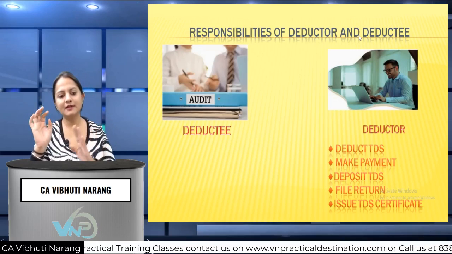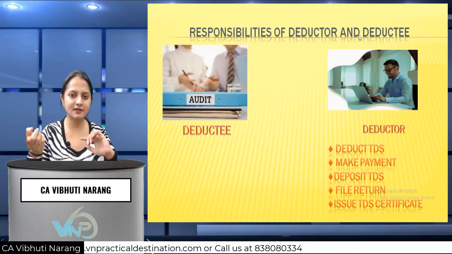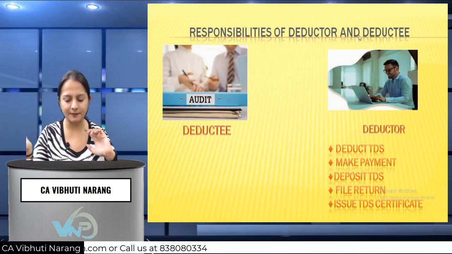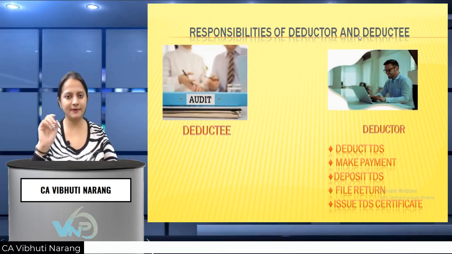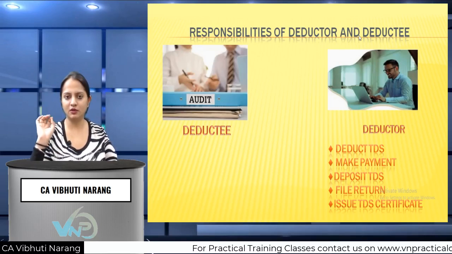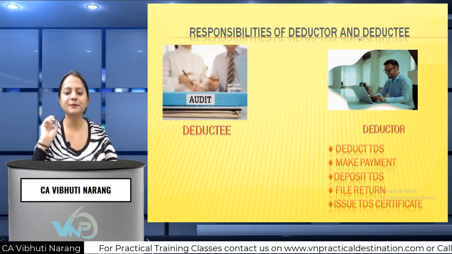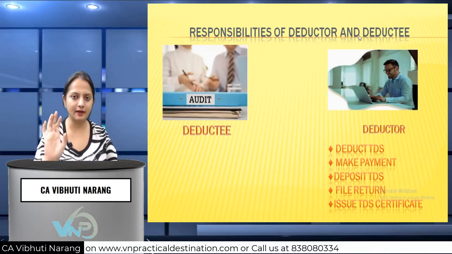Now, making payment is making payment to the deductee, and depositing TDS is depositing TDS under Challan 281 to the government. Then filing the return. Filing of return is on a quarterly basis depending upon the return type, whether it be 24Q or 26Q. So the return is to be filed on a quarterly basis. And the last thing, he has to timely issue the TDS certificate to the deductee.